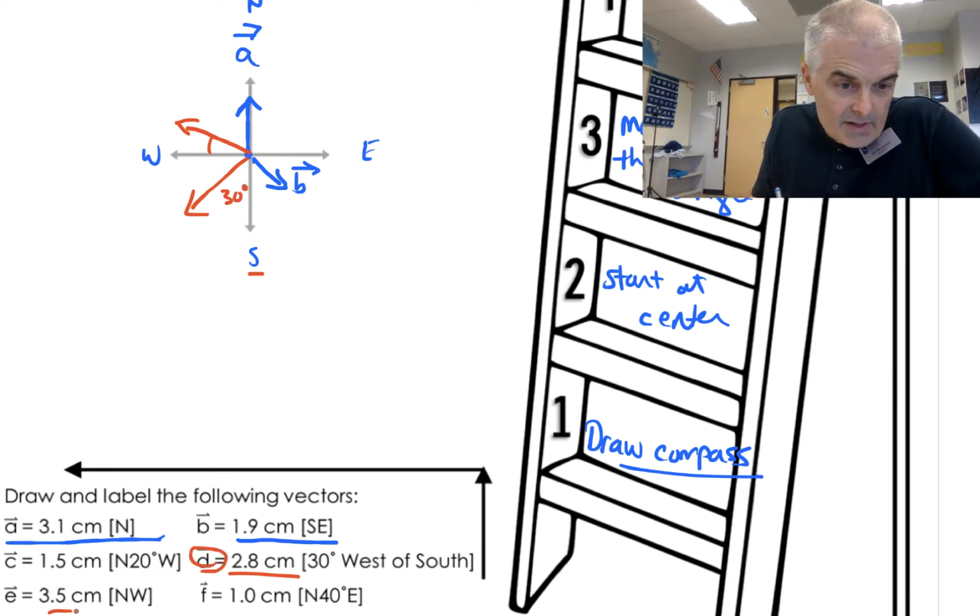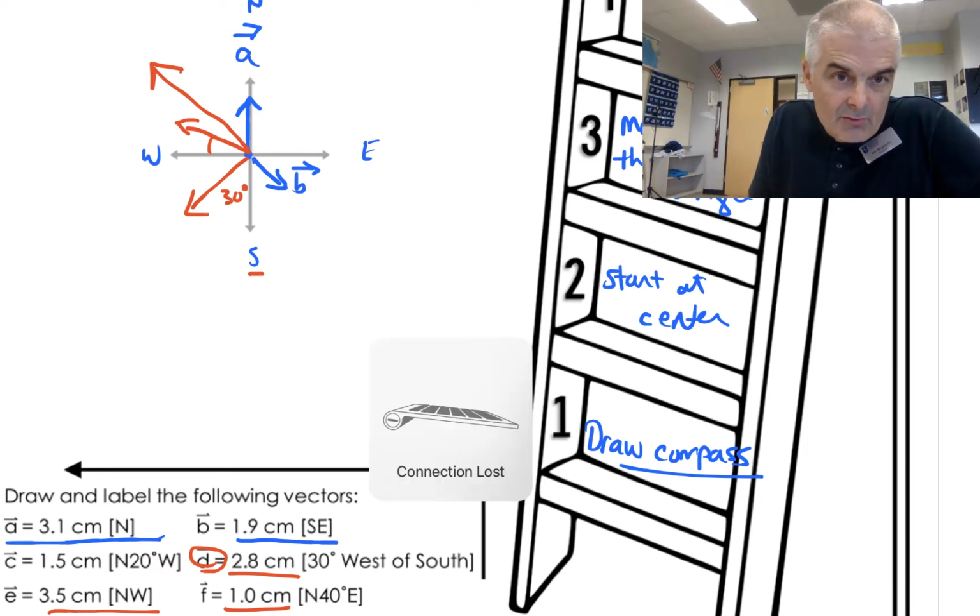E is 3.5 centimeters to the northwest. Now as a note, we had a northwest one somewhere or other. Maybe? No, we didn't. So if it just says northwest, that's going to be at a 45-degree angle, and that would be this one, a little longer. And F is 1 centimeter, 40 degrees to the east. So 40 degrees, north 40 east. I'm not sure where that is. Whether it's going to be somewhere over here, and I'm not sure which angle is 40 degrees.